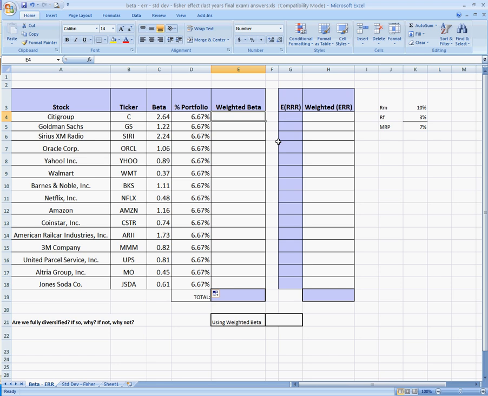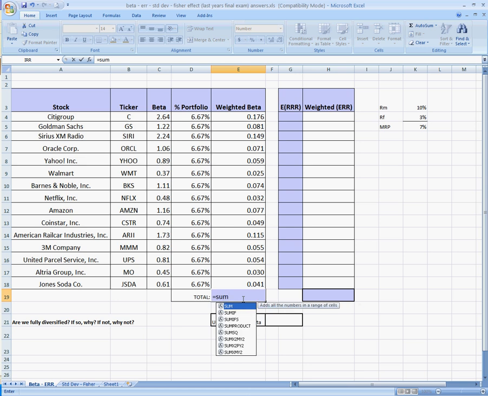Now, to find my weighted beta, that's just simply my beta times the percent portfolio. And I'm going to drag that down. You can do this by hand too or in Excel, it doesn't really matter. And this total, which is going to give us our portfolio beta, is the sum of all these.